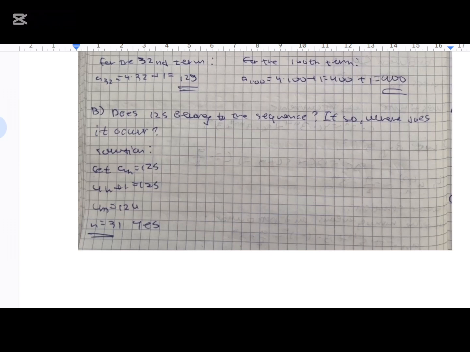We got that the common difference is 4, and if we apply the same formula, 4n plus 1 is 125. If we subtract 1 from 125, it will be 124, and if we divide 124 by 4, the answer will be 31, a whole number, an integer, so the answer is yes.